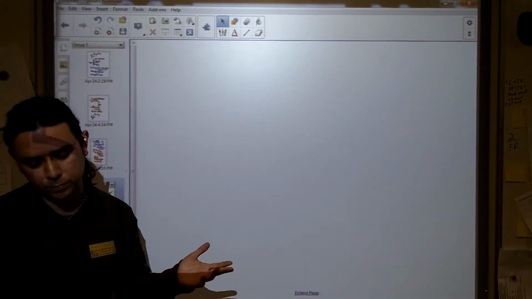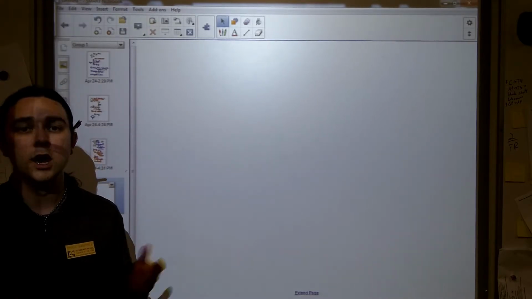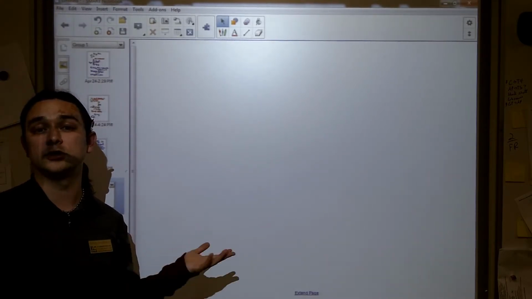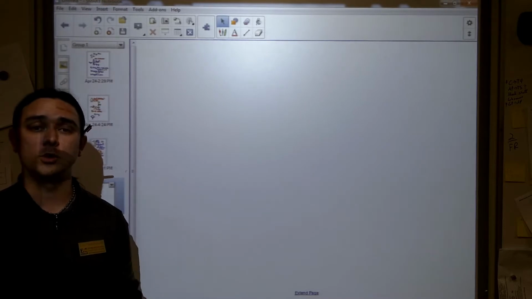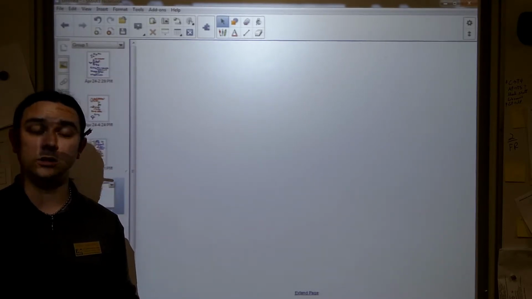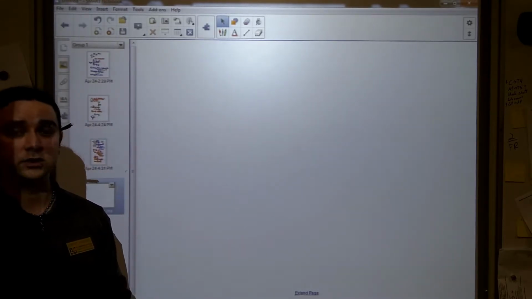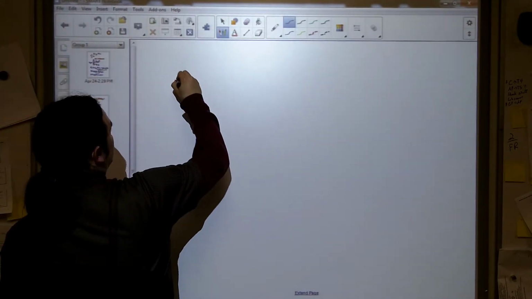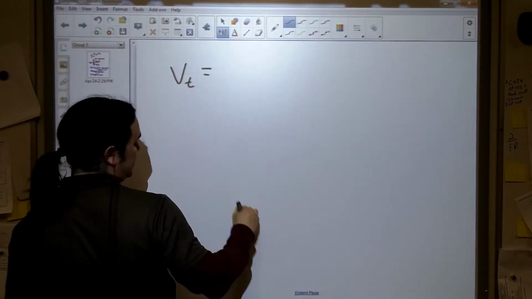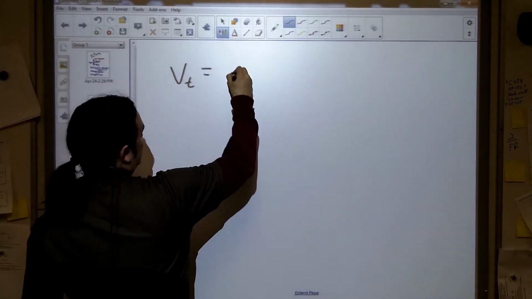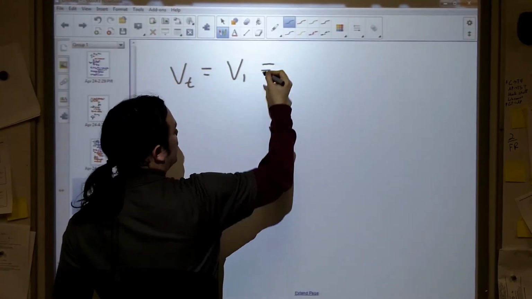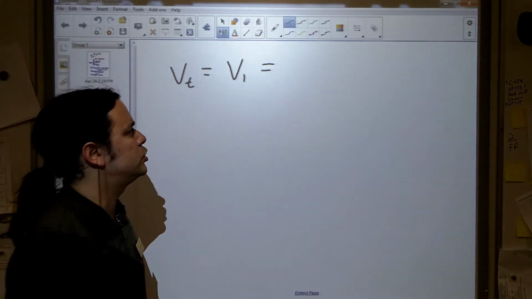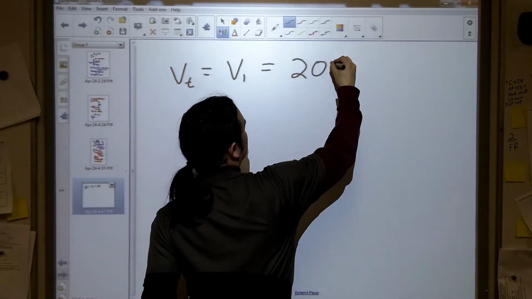Now, I didn't actually prepare as much as I probably should have for this, but feel free to go through and use something like Google and ask what the terminal velocity for a baseball is here near the surface of the Earth. I'm going to take an estimate, though, and let's say that the terminal velocity for a real baseball, there's that VT, I'm going to switch it over to V1 here. Let's say that it's something like 200 miles per hour.